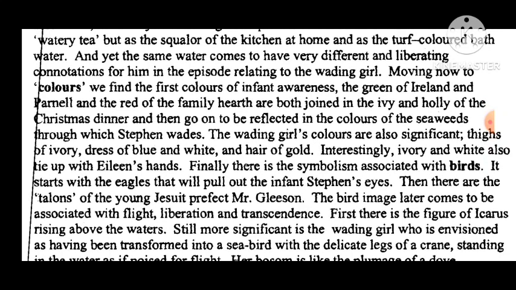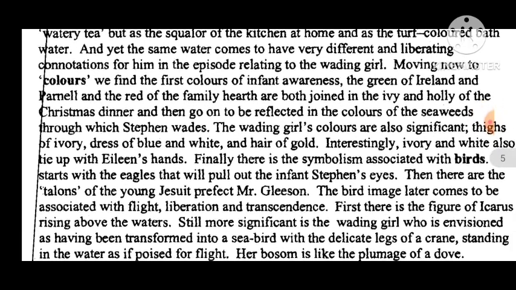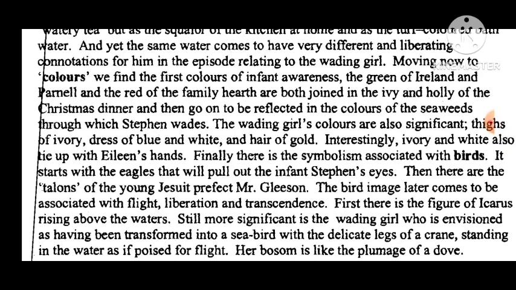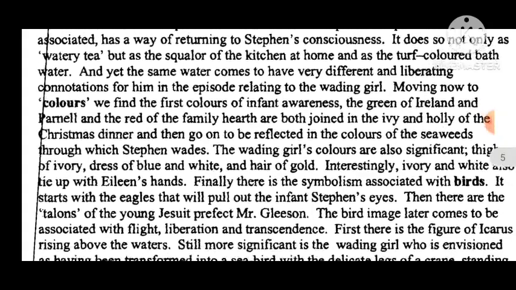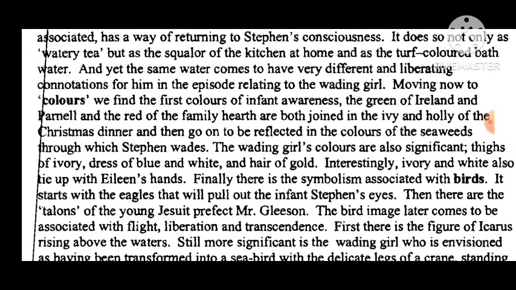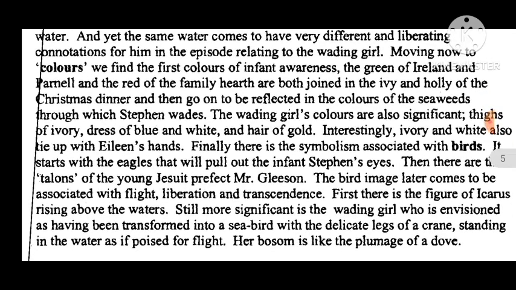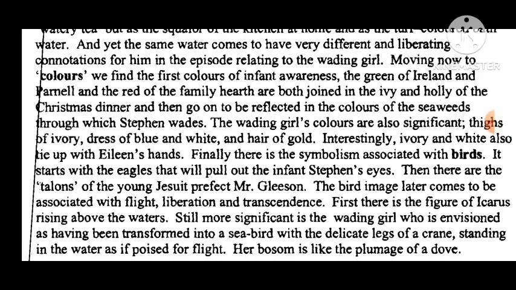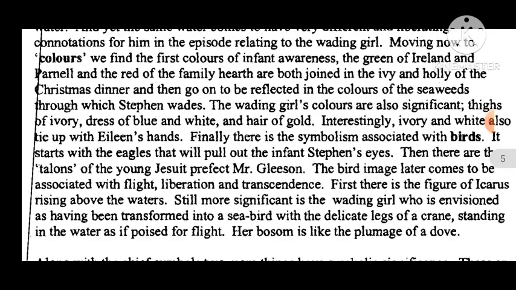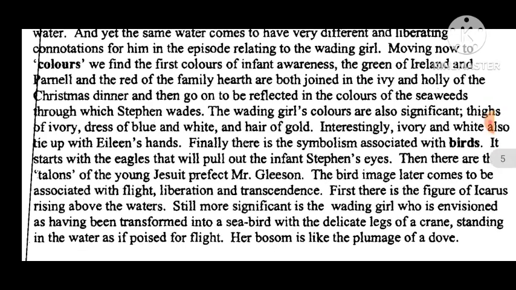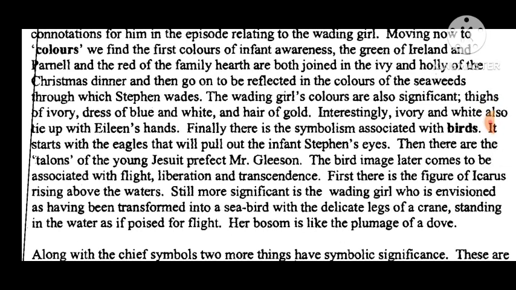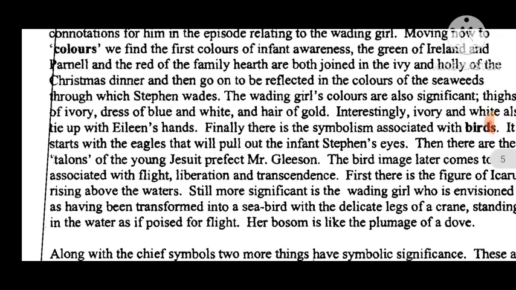Moving now to colors. We find the first colors of infant awareness, the green of Ireland and Parnell and the red of the family hearth, are both joined in the ivy and holly of the Christmas dinner, and then go on to be reflected in the colors of the seaweeds through which Stephen wades. So what are the colors we can find inside the novel?